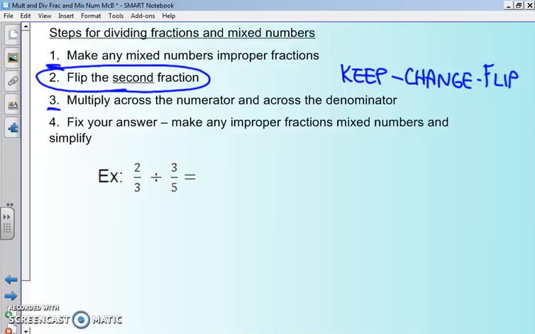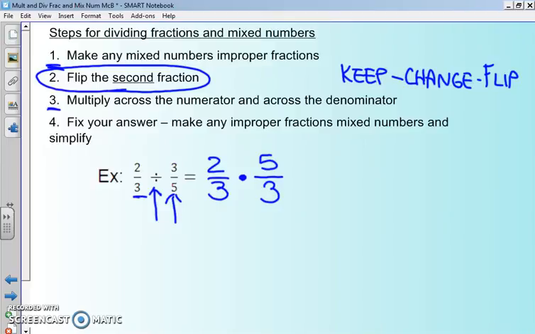So we're going to look at this first example here. We don't have any mixed numbers, so we don't have to worry about making mixed numbers into improper fractions. But we do have to flip the second fraction. So we're going to rewrite the problem. 2/3. Never, ever, ever mess with the first number. Just like subtracting negative numbers, never mess with the first number. We're going to keep this 2/3 the same. We're going to change the division to multiplication. And we're going to flip the second fraction. So we're going to change this fraction as well. We're going to make it 5/3. That's called the reciprocal. And so then we have a multiplication problem.